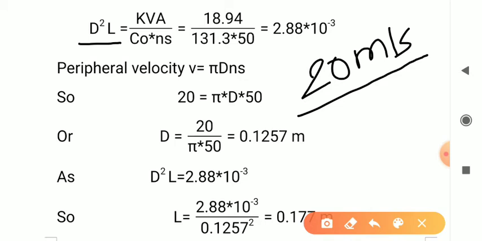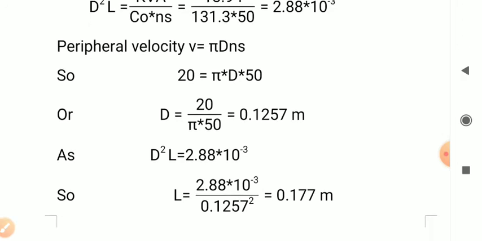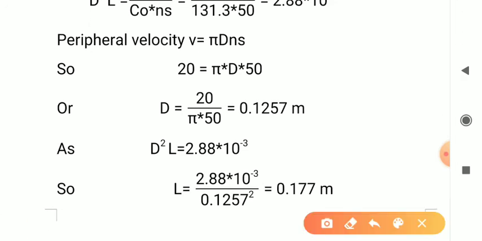As we know, the peripheral speed V is equal to pi D into Ns, so from this equation we can calculate the value of D. So D is equal to 20 divided by pi into 50, and if you calculate this you will get 0.1257 meter. So the value of D at a 20 meter per second peripheral speed is 0.1257 meter.